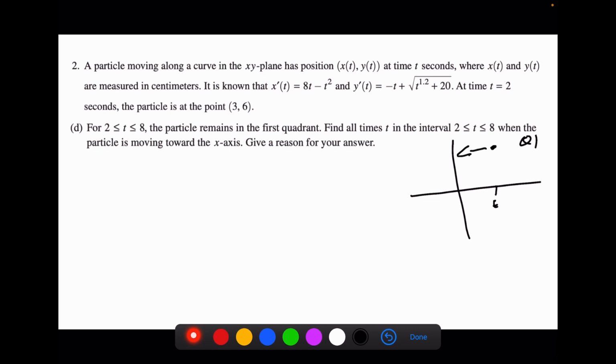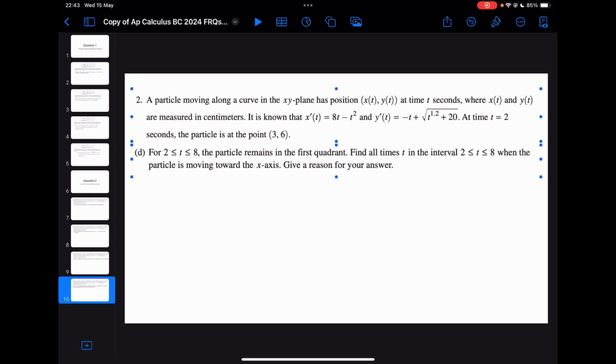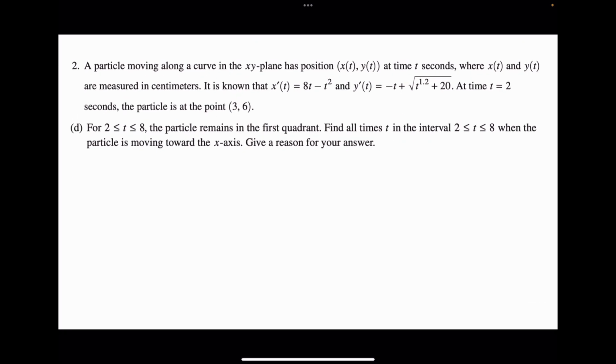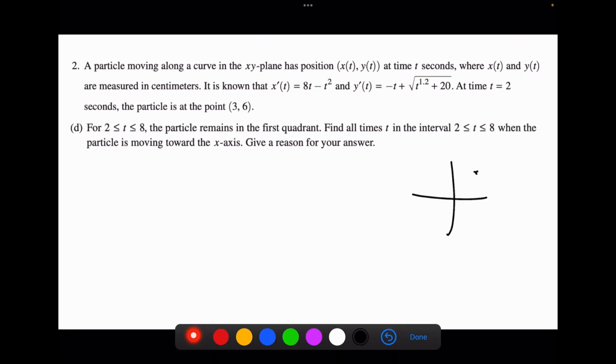So we want, alright, sorry about this. So I'm going to redraw the thing. So we want the velocity to be negative. So we want y prime of t to be negative. Yeah, we want y prime of t to be negative, right? Because if the velocity is negative, that would mean that it would be moving left. I think this should be correct, right?